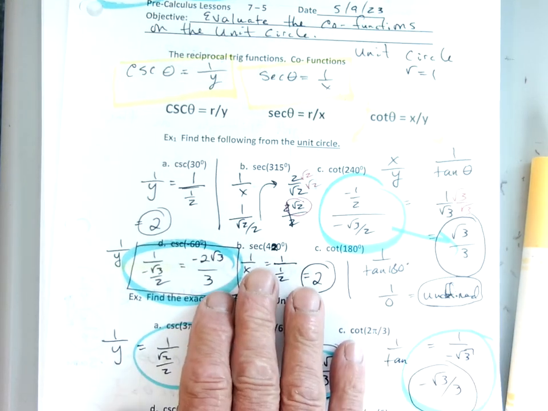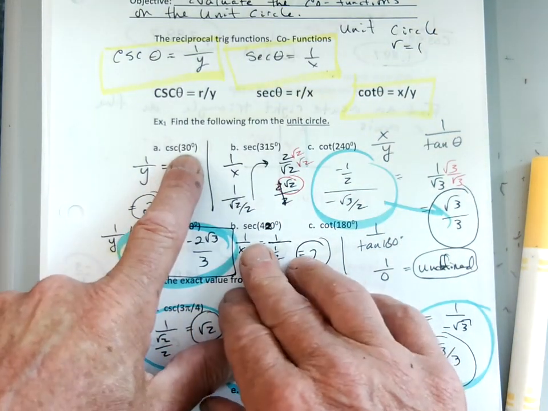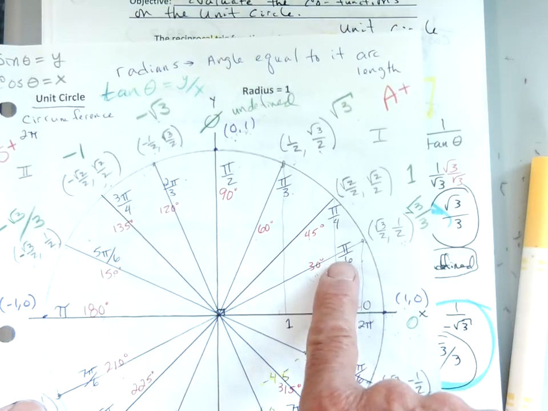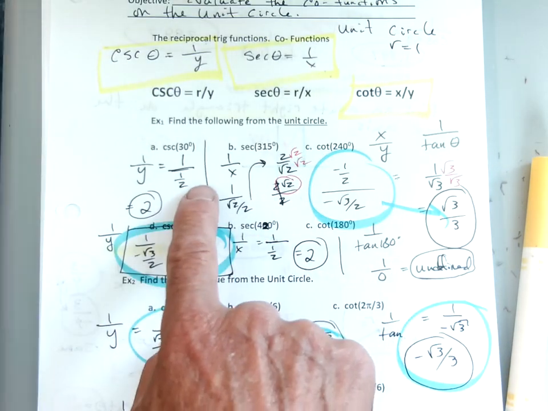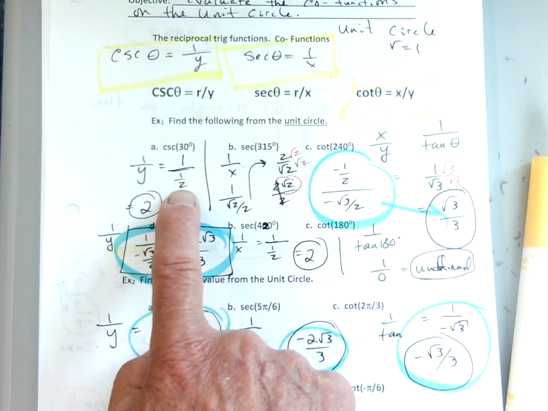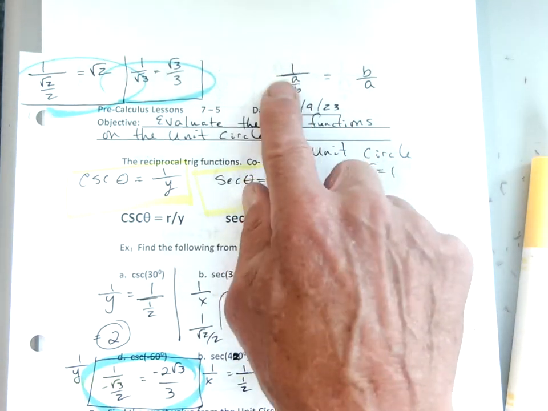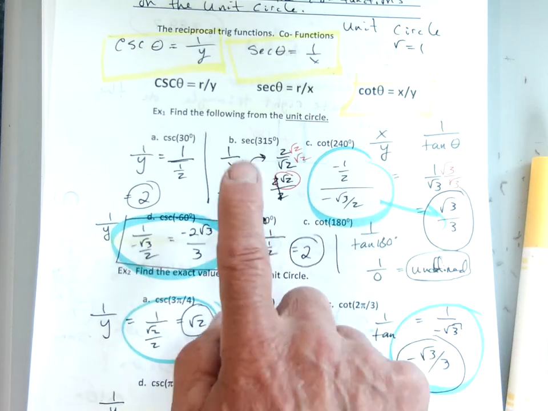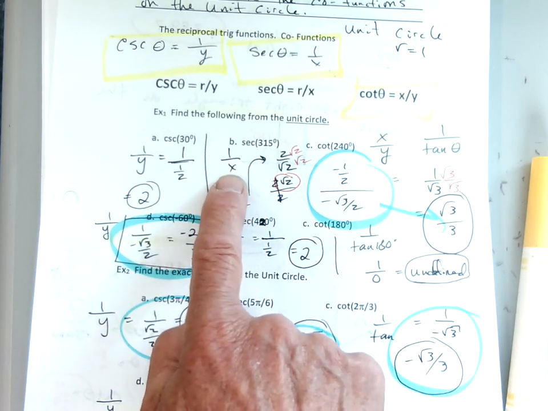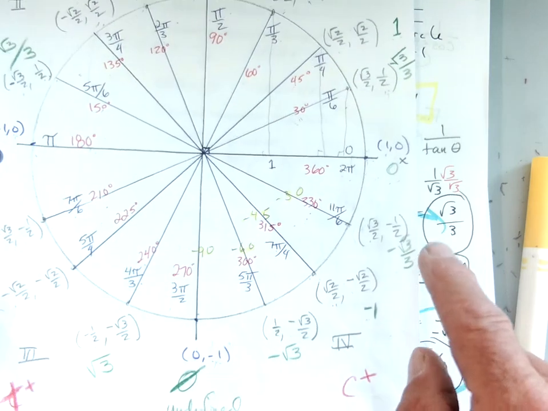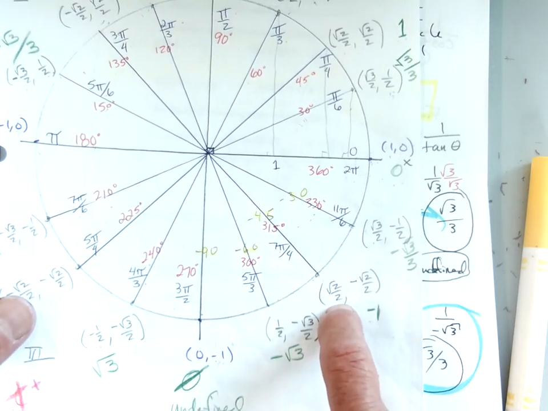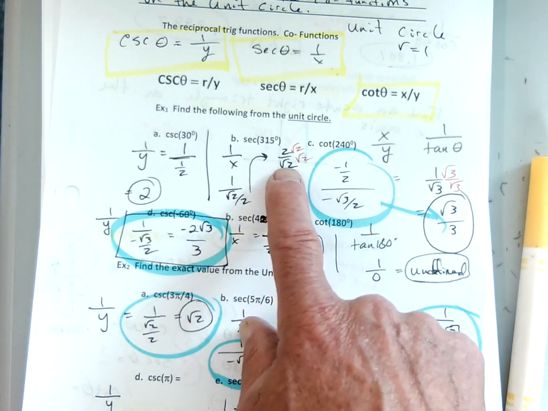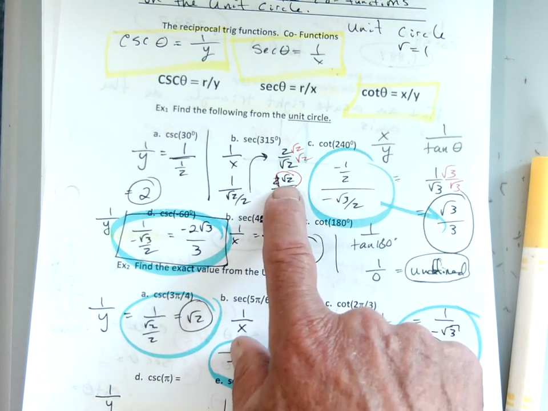So what we did is we looked at these examples. Now, cosecant of 30 is the same as 1 over y. So we looked for the 30-degree angle. The y value is 1/2, but we have 1 over 1/2, which becomes 2. So we know that any fraction, 1 over any fraction, just becomes its reciprocal. Example 2, secant, which is 1 over the x value. We've got 315, which is right there. The x value is square root of 2 over 2. We got 1 over the square root of 2 over 2, and we rationalized it. We finally came up with just the square root of 2, okay?